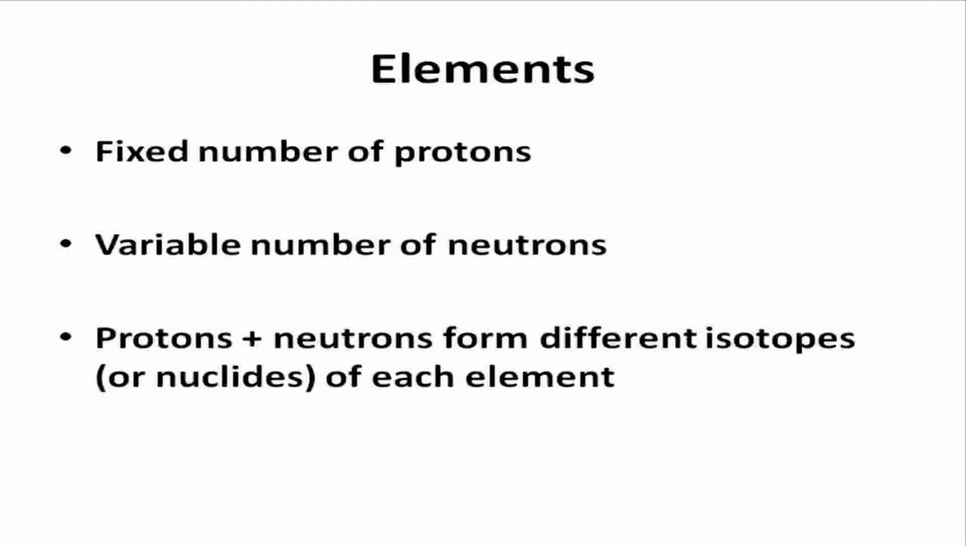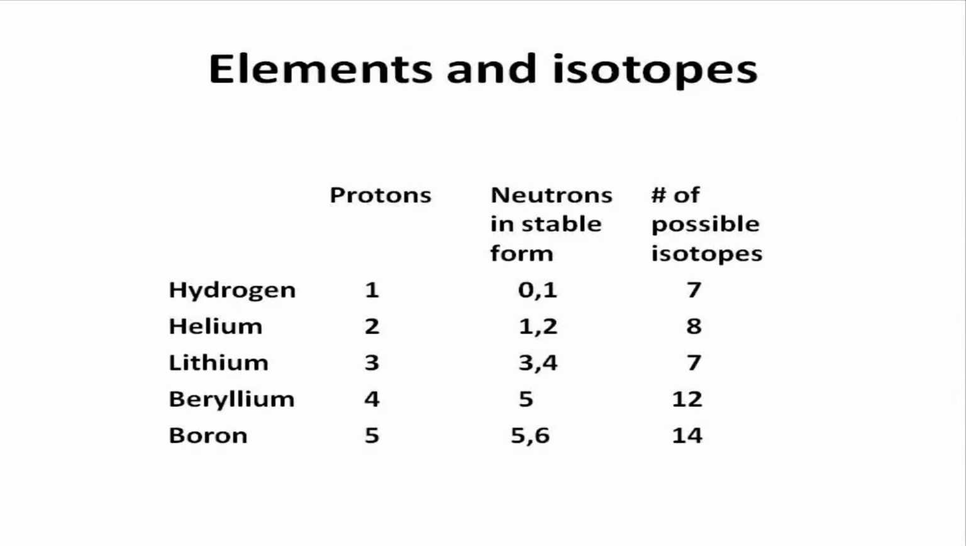Elements have a fixed number of protons, for those of you who don't know it, and a variable number of neutrons amongst the protons in the nucleus, and they form different isotopes. I usually refer to them as nuclides. There is a subtle difference, but because of my background, I usually talk about different nuclides. So as you go up the atomic scale, you've got hydrogen with 1 proton, helium 2, lithium 3, and so on, and up the periodic table.